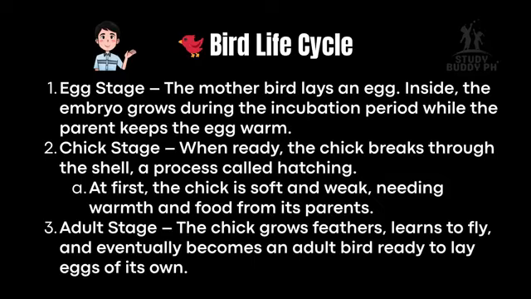2. Chick stage. When ready, the chick breaks through the shell, a process called hatching. At first, the chick is soft and weak, needing warmth and food from its parents. 3. Adult stage. The chick grows feathers, learns to fly, and eventually becomes an adult bird ready to lay eggs of its own.